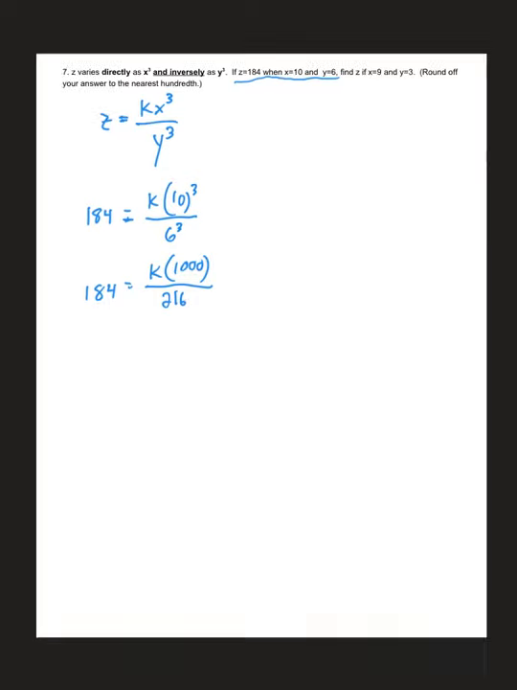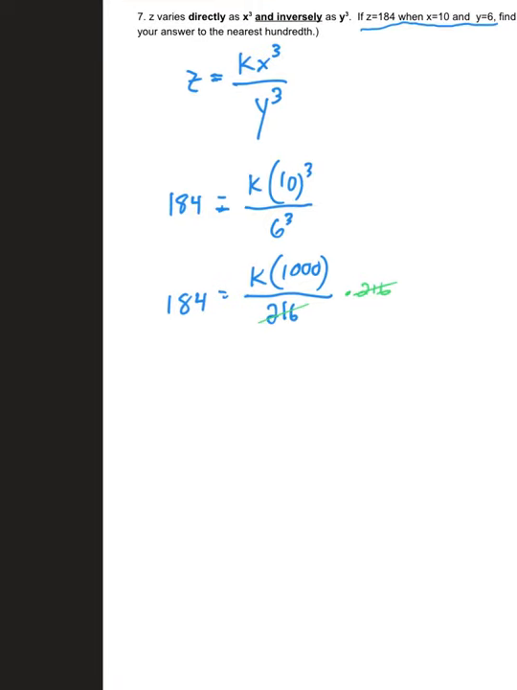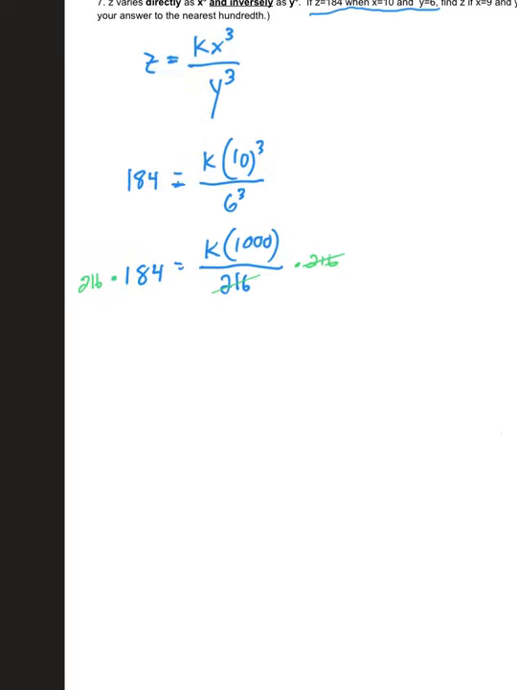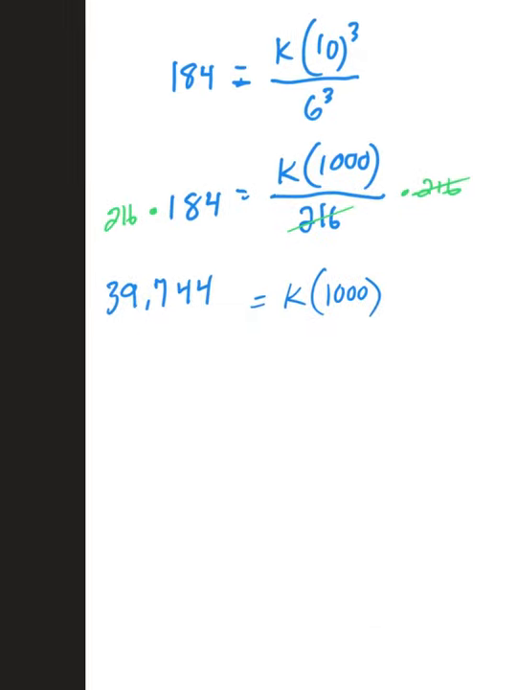And you can do this a couple different ways. From there, you could do 1,000 divided by 216 and then deal with it from there. I'm going to go ahead and get rid of the 216 by multiplying it. Make sure you do that on both sides. So multiplying 216, on the right we've got k times 1,000 equals 39,744. And then hopefully it's obvious how to get k by itself on the next step.